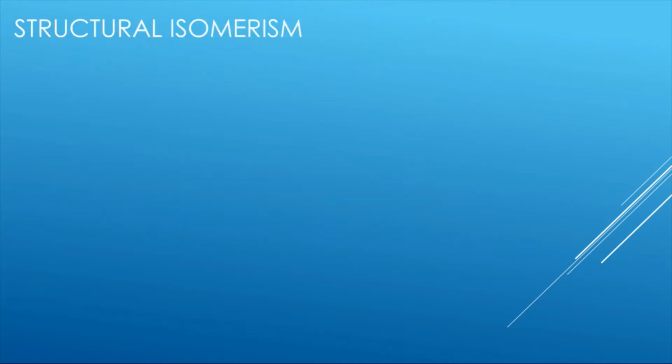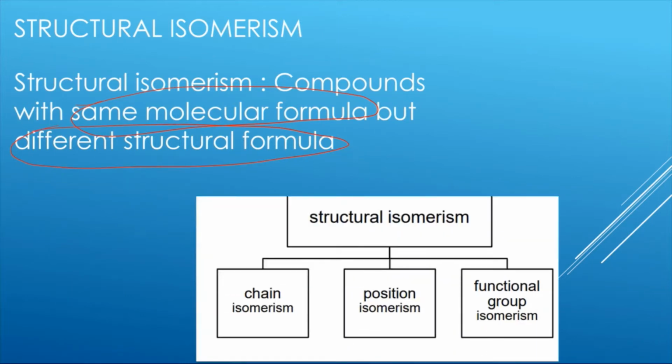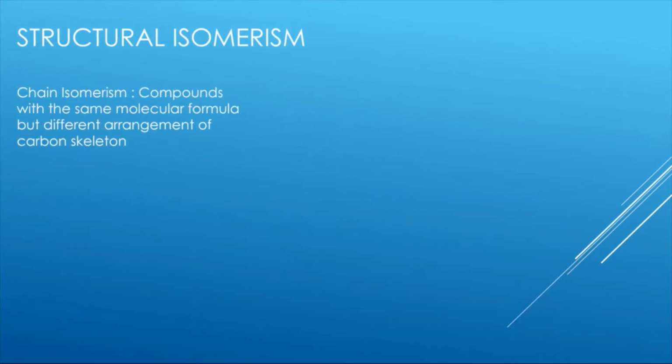Okay, so we're now focusing on structural isomerism first. Structural isomers are molecules or compounds which have the same molecular formula, but a different structural formula. And there are three types of structural isomerism. The first one is chain, then position, then the functional group one. Starting with the chain isomerism, you need to learn all of these definitions.